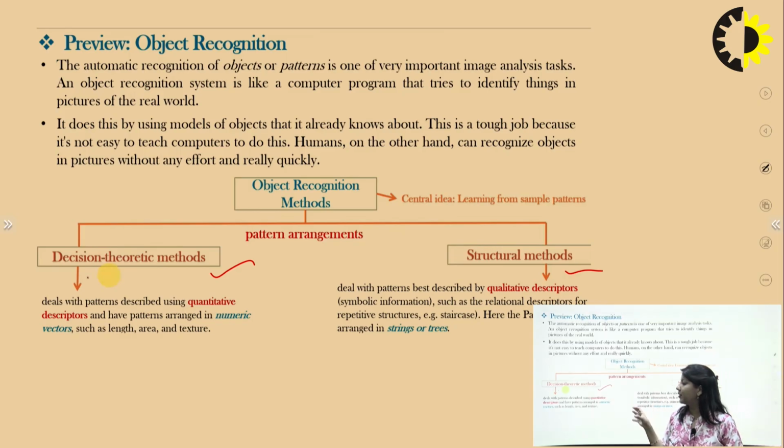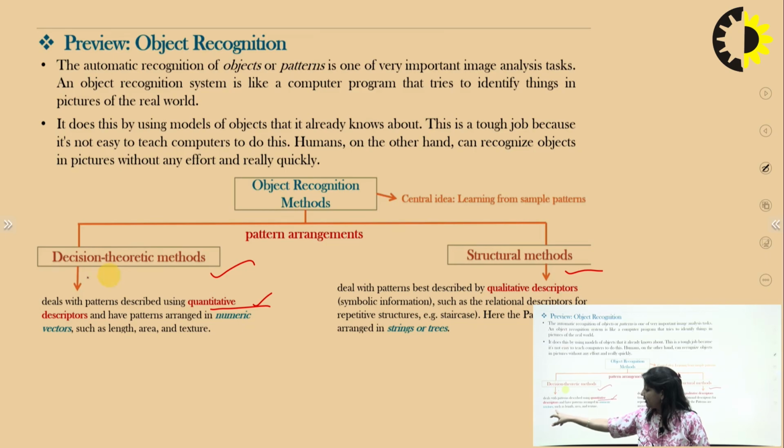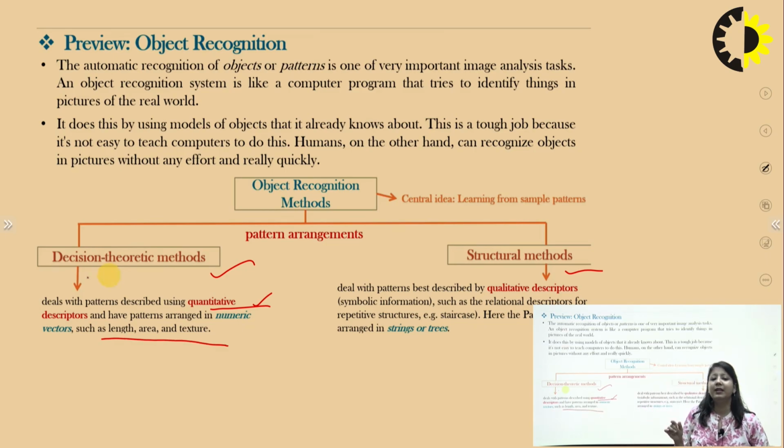In the decision theoretic method, we focus on the quantitative descriptor. We already learned the boundary descriptors and regional descriptors in unit 4. So we have to find out the quantitative descriptor. Quantitative means this is the numeric vector like length, area and texture of the image. So we have learned that in the boundary, we have to find the length of the boundary, we have to find the texture and area. So these are numerical measurements.